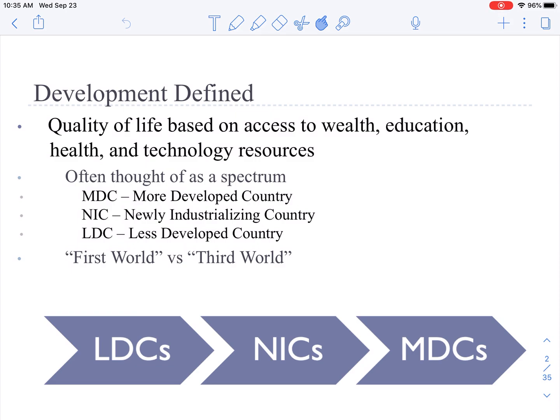When we break countries down in terms of development, we classify them as either more developed countries, MDCs, newly industrialized countries, NICs, or less developed countries, LDCs. So there is a continuum that they are on, ranging from LDC all the way up to MDC.